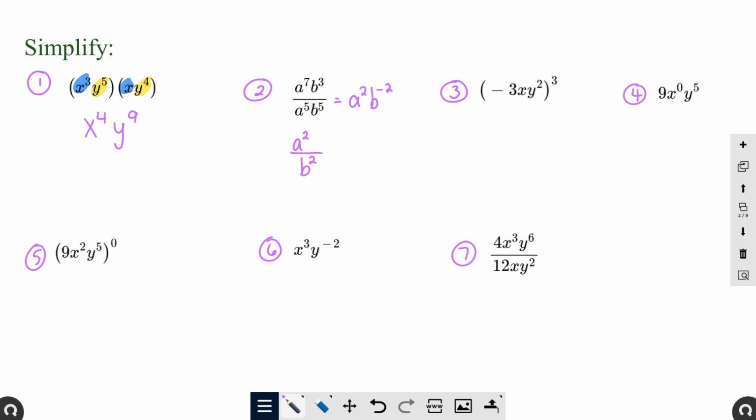So make sure negative exponents are moved. So it's just the b that moves to the bottom, not both. All right. Write down problem 3.